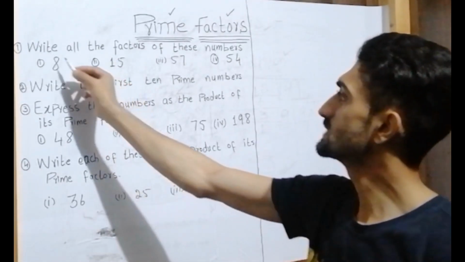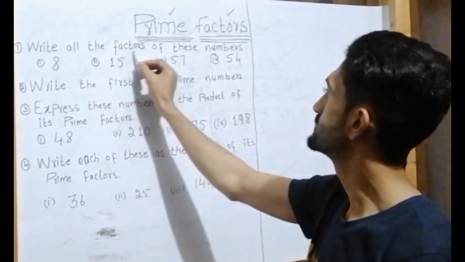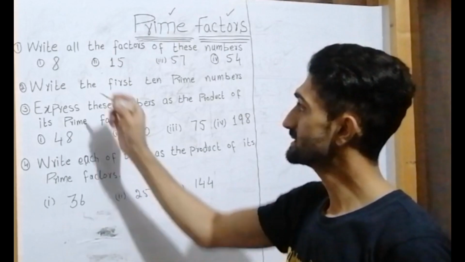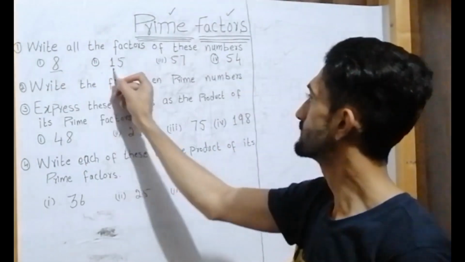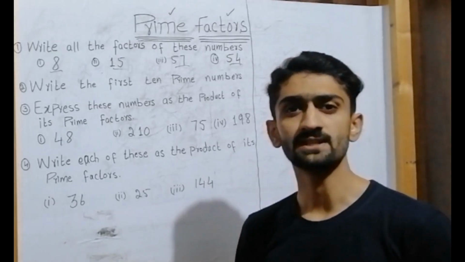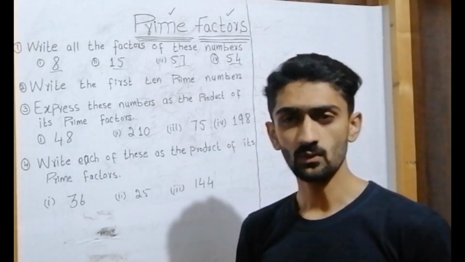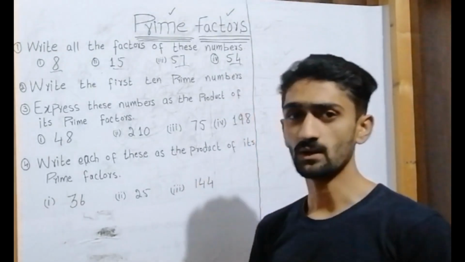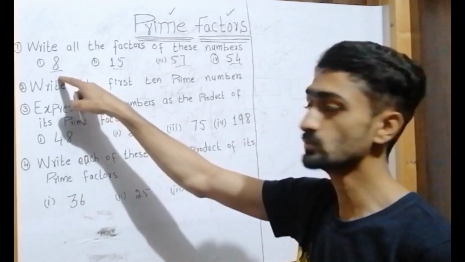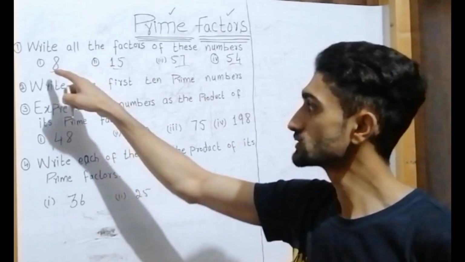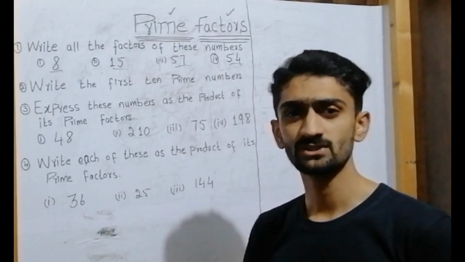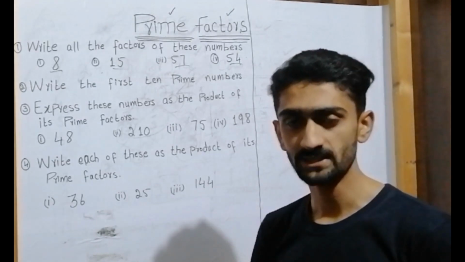The first question given in the book is: write all the factors of these numbers. It means that the given numbers, which are 8, 15, 57, 54, we are just asked to find the factors of these numbers. So what are factors? I have already told you that the number which completely divides the given number will be called its factor. We had discussed two methods as well: one was the branch method and the second was the division method.